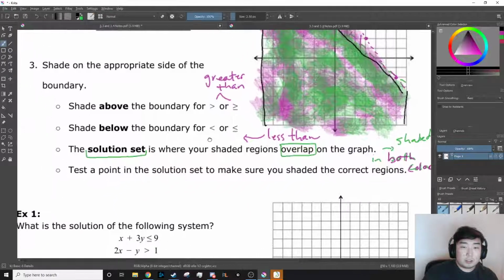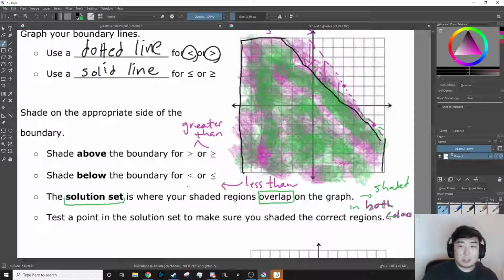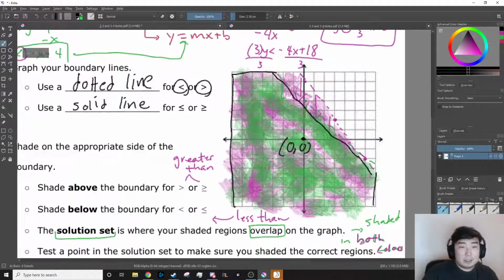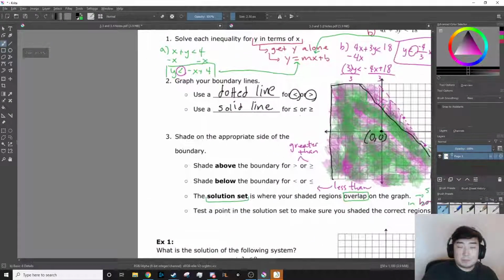Test the point of the solution to make sure it's right. So let's test one of the easiest points to test right here, which is 0, 0. What that means to test is that we just plug in these values for my x and y. So let's try that. So 0 is less than negative 0 plus 4. That's 0 is less than negative 0, 0, 0 plus 4 is 4. So this is true.